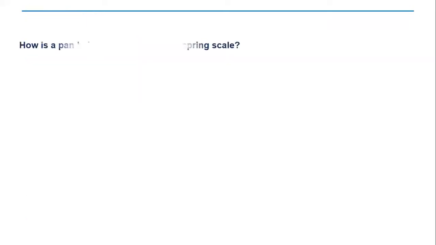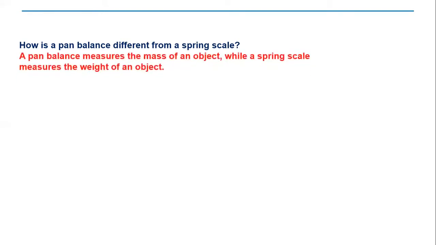Now, how is a pan balance different from a spring scale? Yes, a pan balance measures the mass of an object, while a spring scale measures the weight of an object.